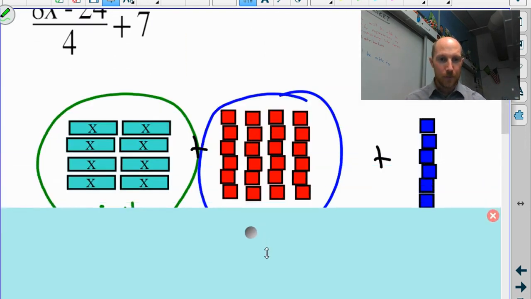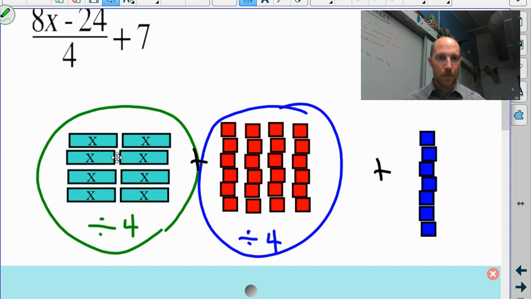So here's my illustration. I'm going to start with 8 x's. So each one of those little rectangles represents 1 x. So I need to have 8 of them. There's 8 x's. You could think of it like packs of gum. There's 8 packs of gum.